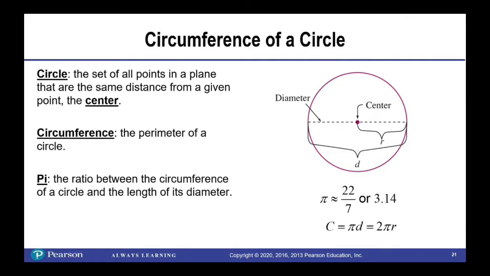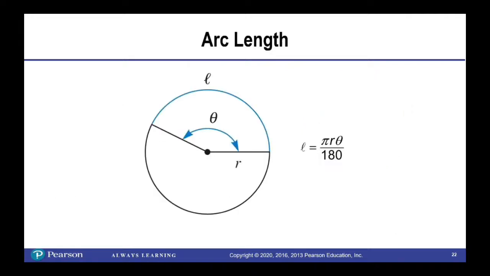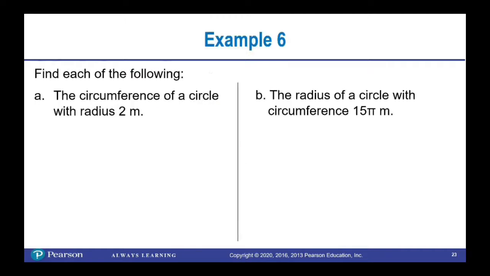The formula for our circumference is pi times d, or pi times the diameter. Another formula we can use is 2 pi r. Remember that 2 times the radius equals our diameter. We also have a formula for arc length, and you'll see that formula in your notes and on your screen.